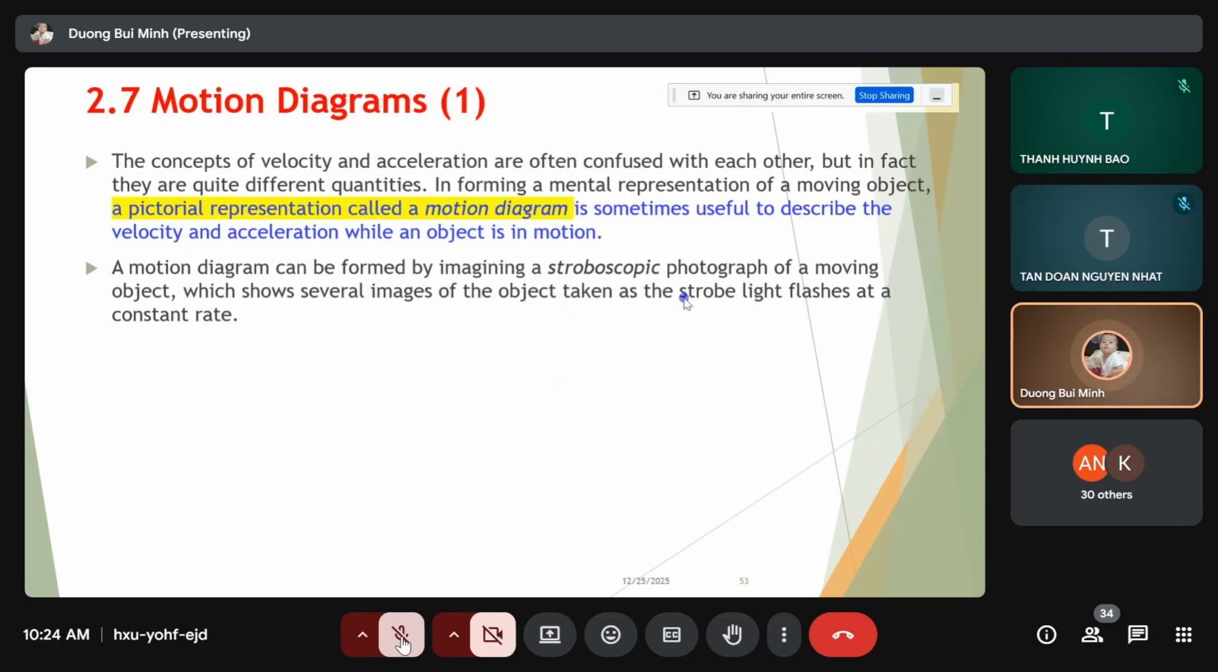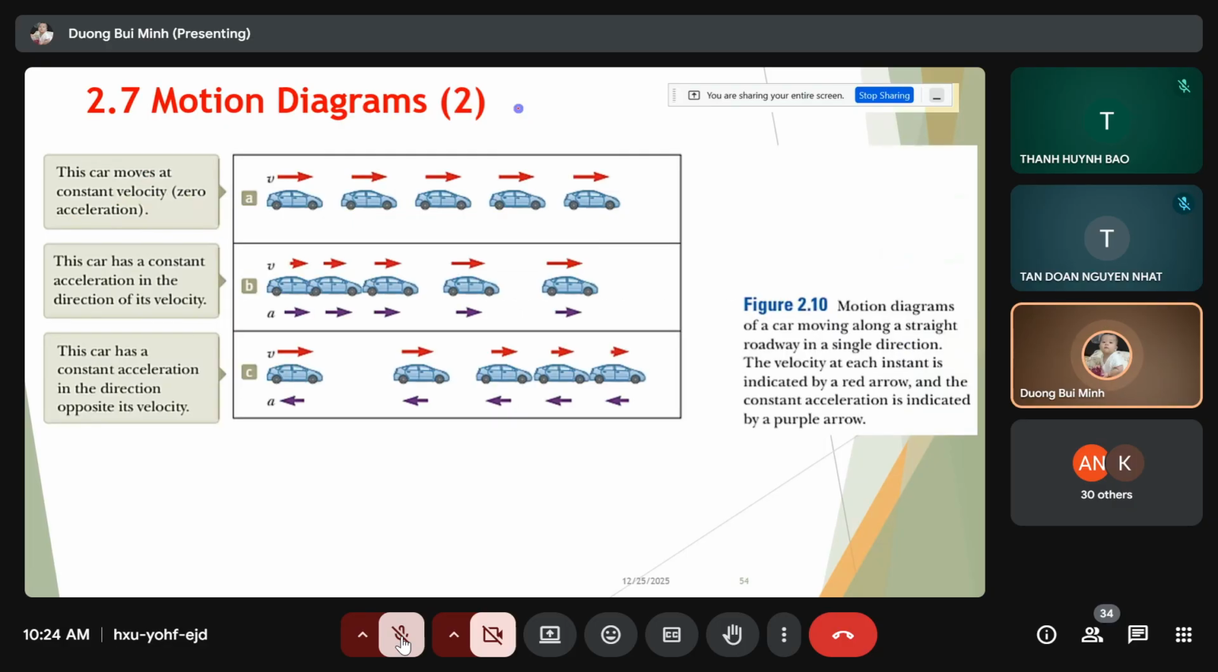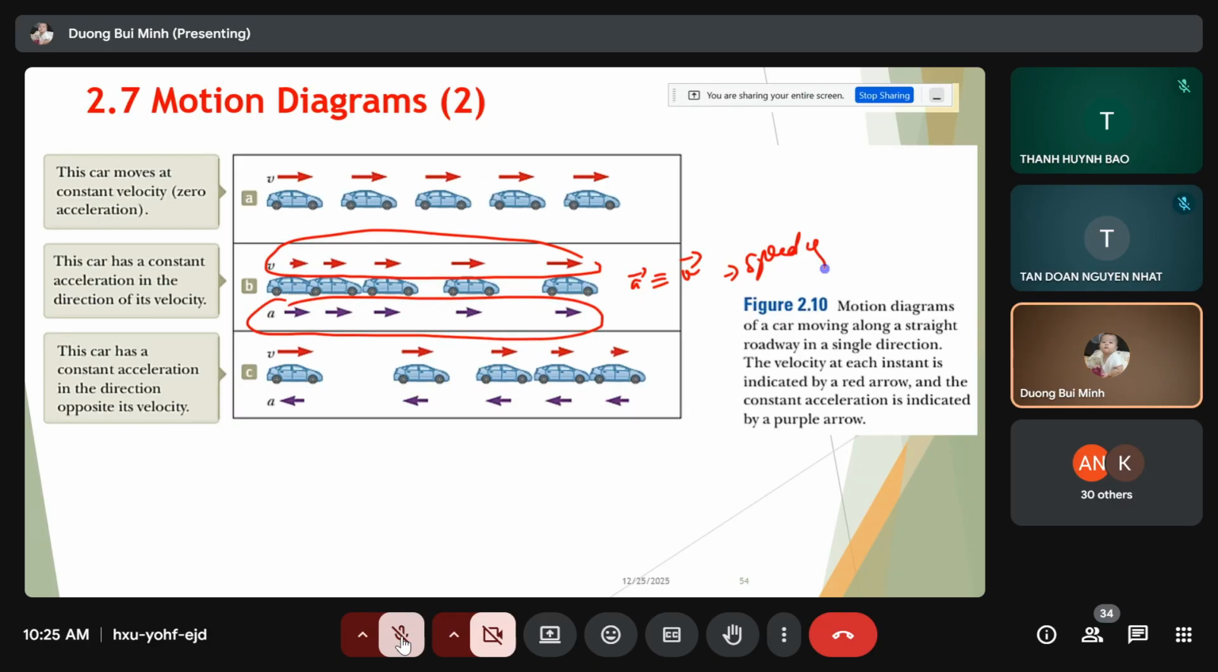This one for your reference just mentions motion diagrams. Look, this is the velocities, velocity increases. Why does velocity increase? Because a and v are in the same direction, so you get speed up. Now velocity decreases, the speed decreases. Why? Because v is different from a, v is opposite to a. And now a is zero.